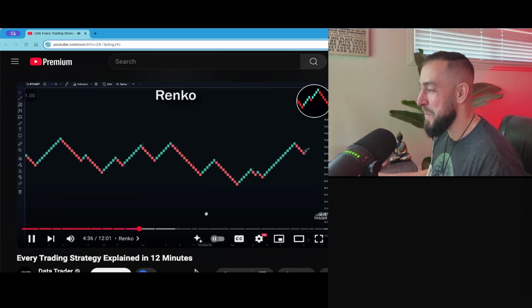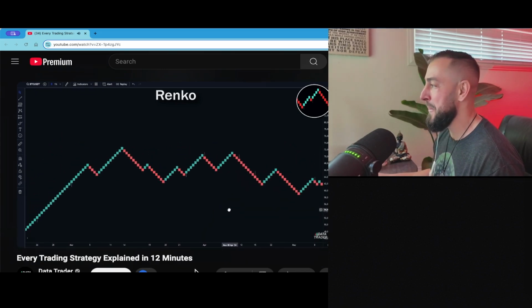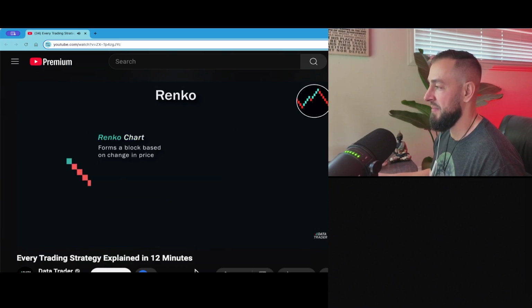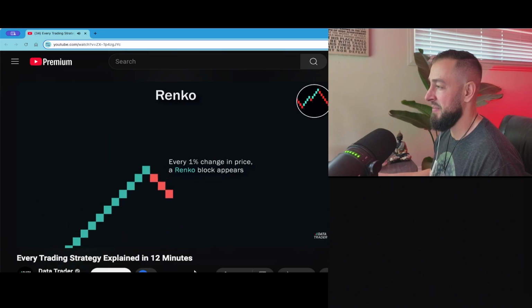Renko. It replaces a traditional candlestick chart with a Renko chart. So, unlike a traditional candlestick which forms a new candle based on a certain period of time, a Renko chart forms its block based on the change of price. For example, every 1% change in price, a Renko block appears.